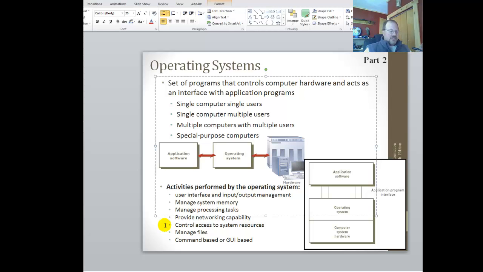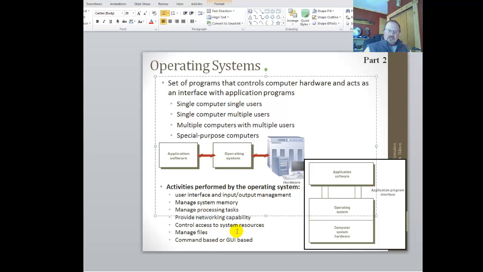It controls access to system resources. This is where you start to think about security. Who has access to what? Also, which programs have access to which resources on the computer. It manages files, and you can think of your file manager for that. When you click on the start button and then computer, that's your file manager essentially. That's managing files. And then it handles the command-based or GUI-based interface.